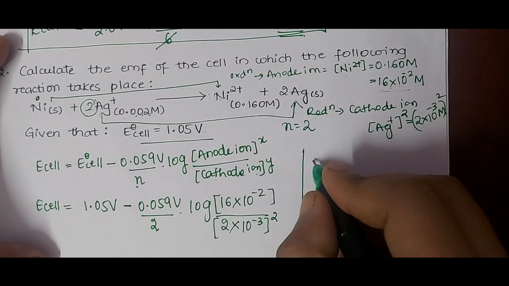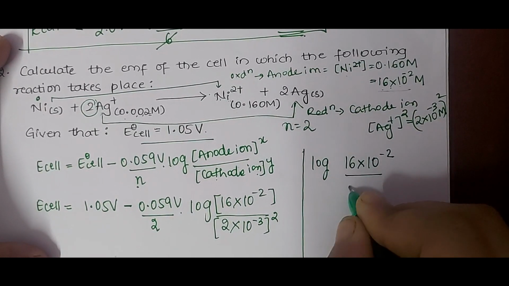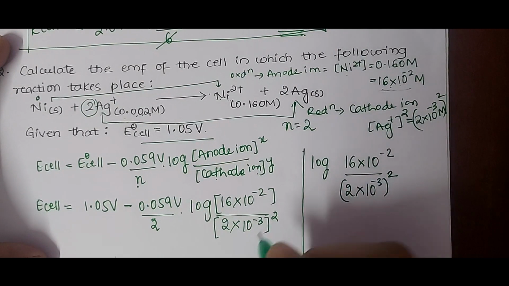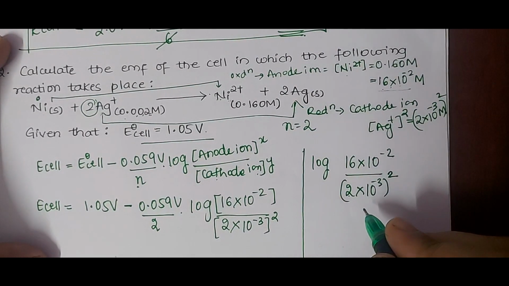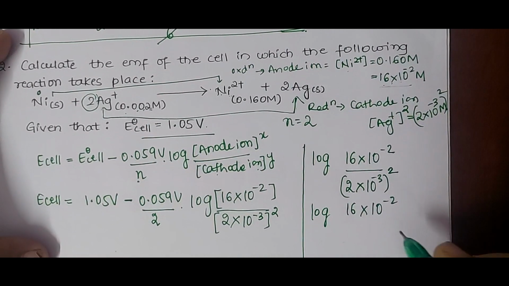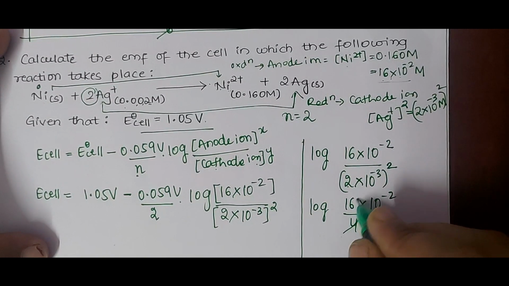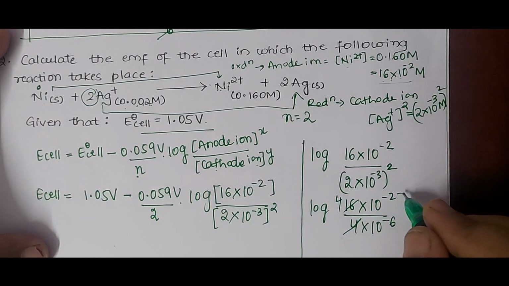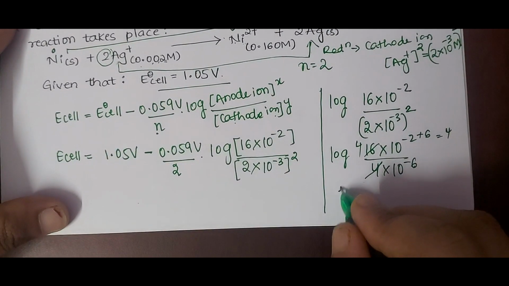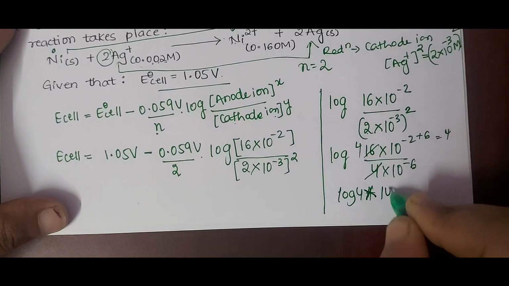So when you simplify it, what is given, log of 16 into 10 to the power minus 2 divided by 2 into 10 to the power minus 3 the whole square. Now here 2 square, 2 2s are 4. So log of 16 into 10 to the power minus 2 divided by 4 into 10 to the power minus 6. 4 1s are 4, minus 6 goes up becomes plus 6, so minus 2 plus 6 is plus 4. So what is left out here, log 4 into 10 to the power 4.